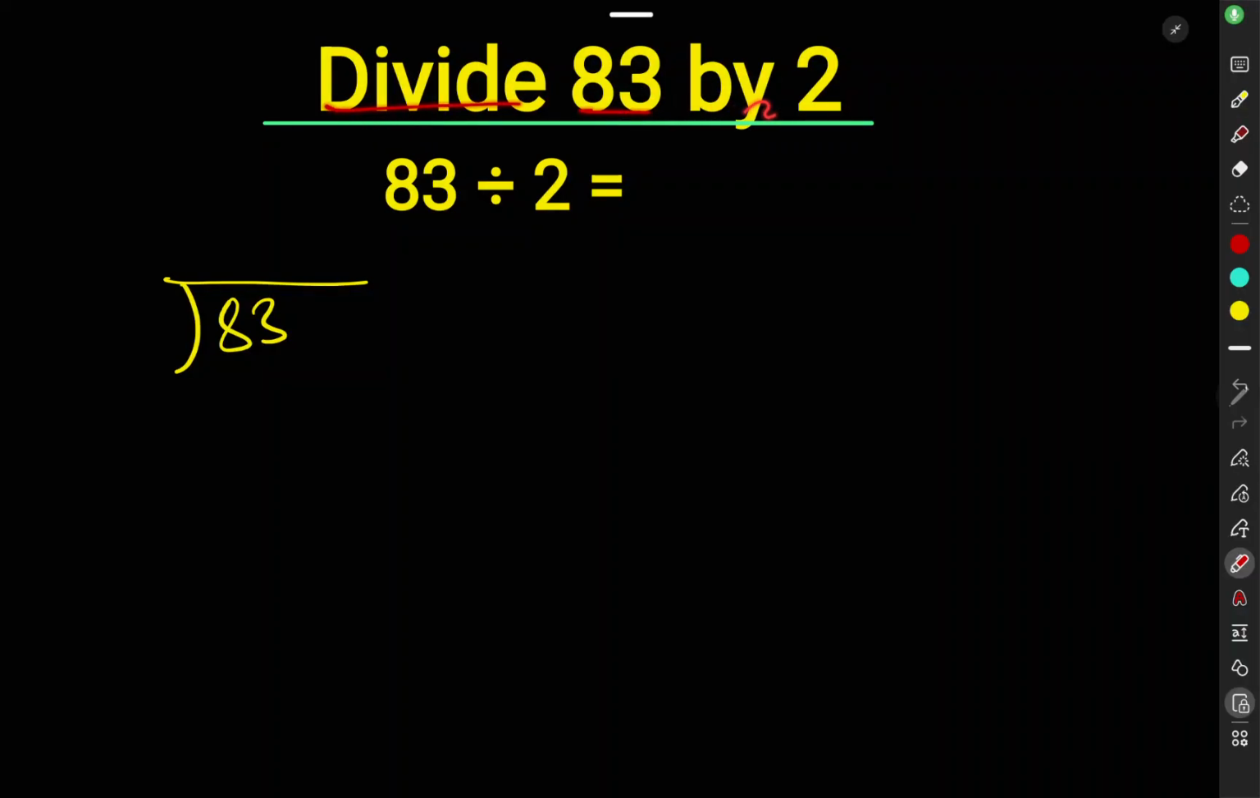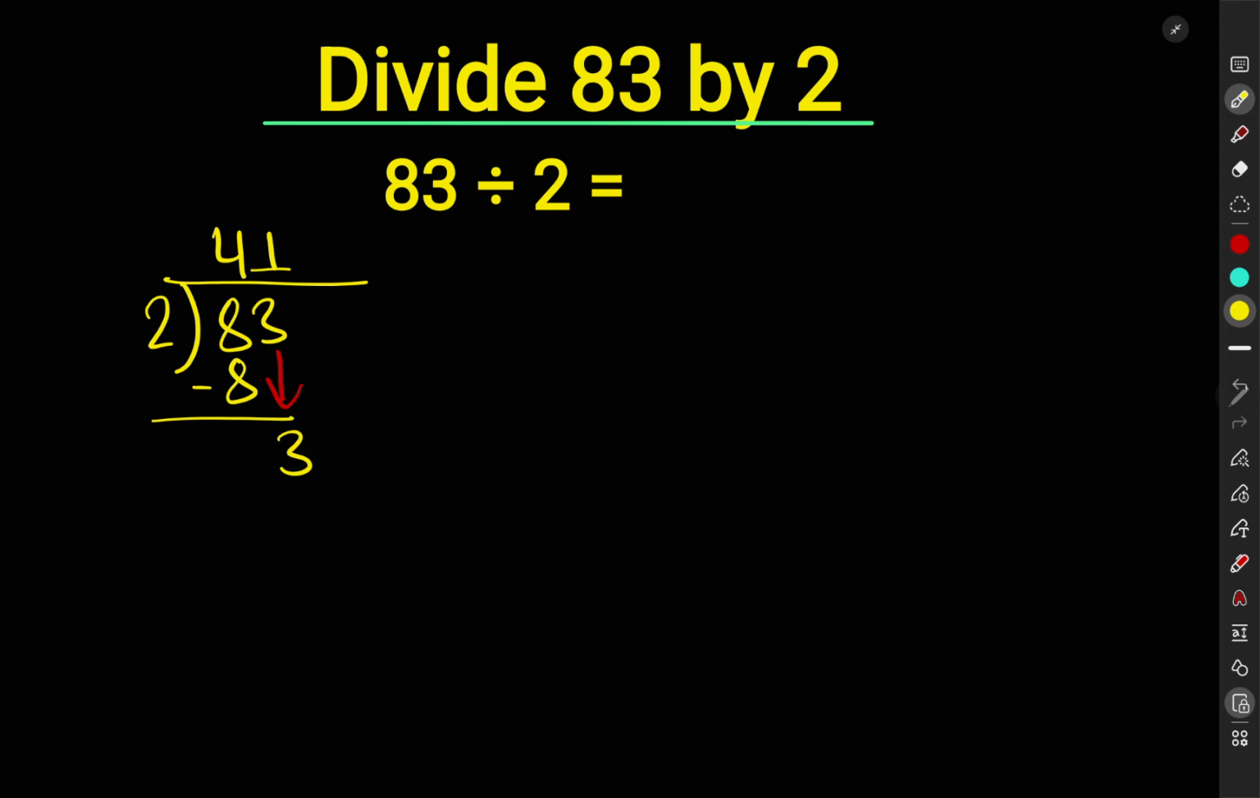Divide 83 by 2. So here we divide 83 by 2 in a long division method. So 2 times 4 means 8. On subtracting we get 0. So now this 0 is less than 2. So we bring down the number beside this, 3, and we remove this 0.